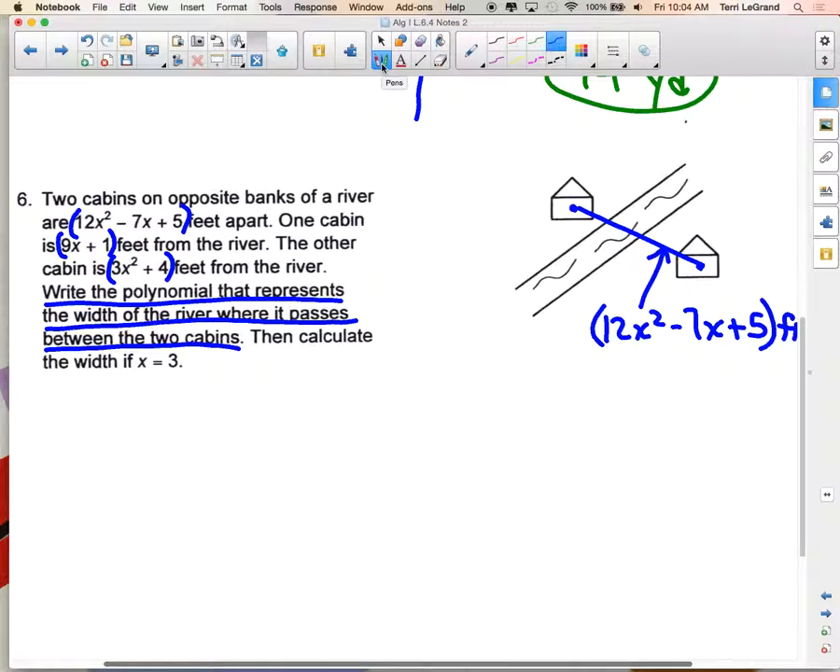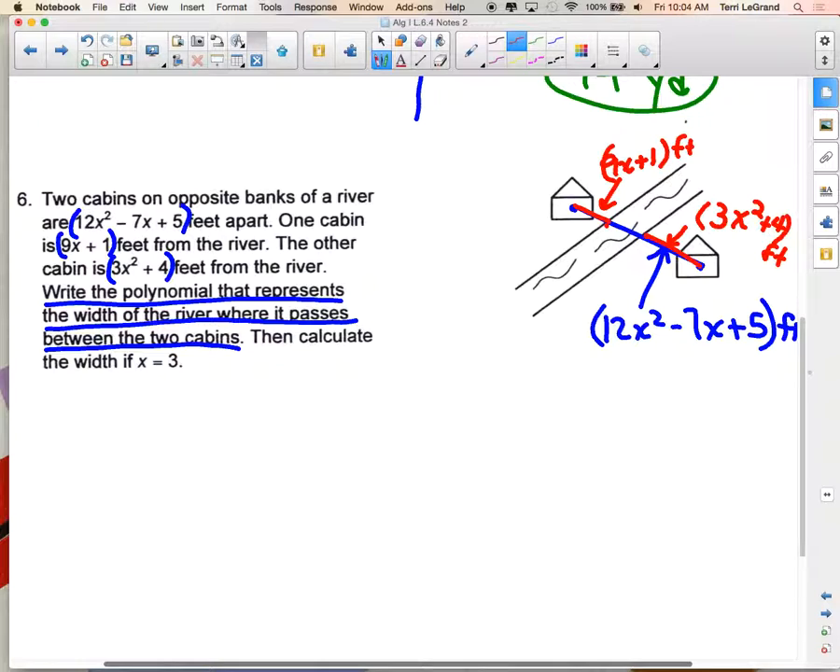Then it says one cabin is 9x plus 1 feet. Does it matter which one, do you think? No. Okay. So one of them is, and we're going between the two cabins, so we're saying this part right here. Now you don't have different colors like I do, so maybe you want to use a different part of the cabin. Maybe you want to go from the roof down and the roof up, whatever you want to do, okay? So it is 9x plus 1. And then the other one is 3x squared plus 4 feet. Okay.